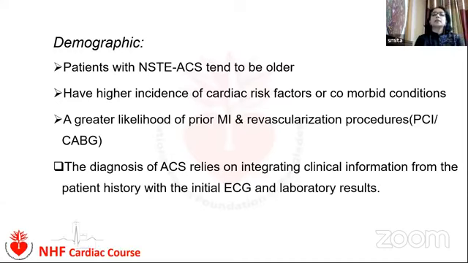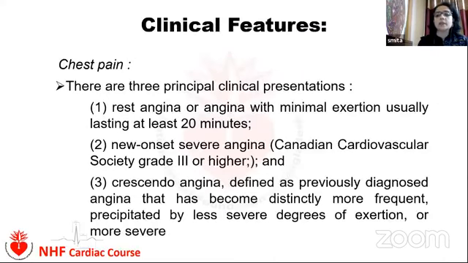A patient with non-ST acute coronary syndrome usually tends to be older, with more traditional cardiac risk factors like hypertension, diabetes, smoking, dyslipidemia, etc. Moreover, there is a greater likelihood of prior MI and revascularization procedures. So the diagnosis of acute coronary syndrome mainly depends on integrating information from the patient's history, initial ECG, and some laboratory tests.